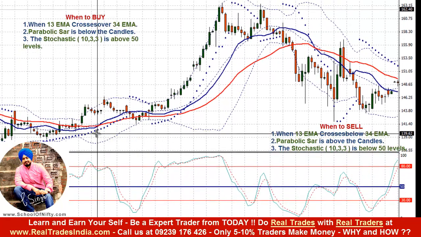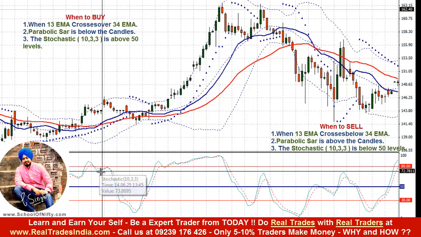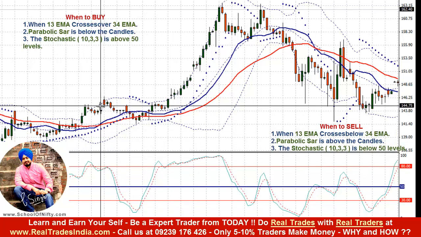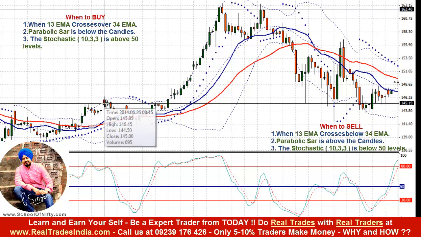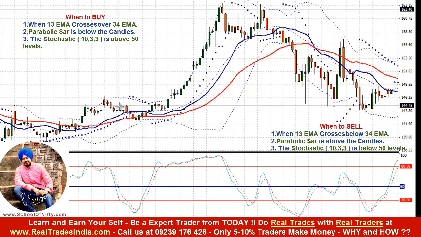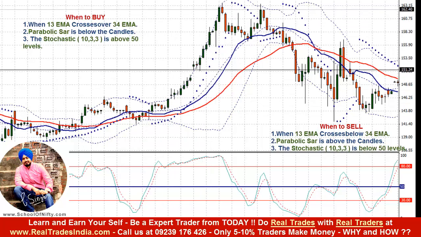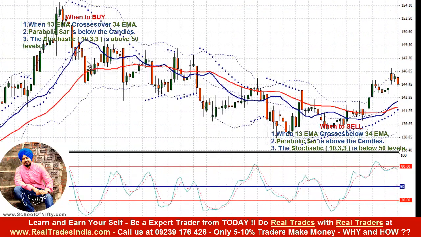The parabolic SAR is below the candles, and the stochastic is above 50. So I buy over here. The region which I buy is around, say, 144. And what happens after that? You see, guys, the stock goes up, up, up, up, up. It goes way up.